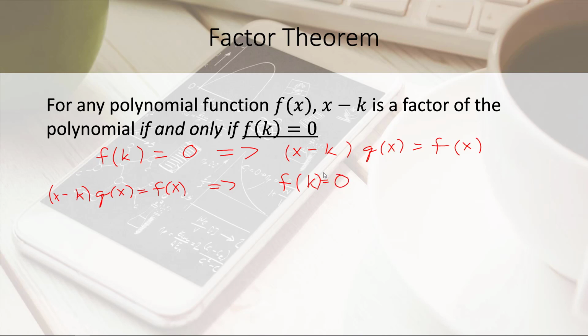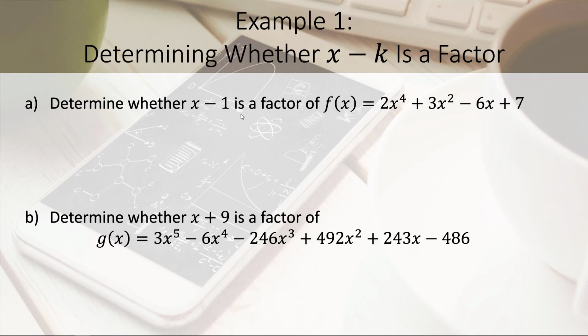So what does this give you? Well, basically this gives you two ways to determine if x minus k is a factor of f, which might be useful for factoring your polynomials. It also gives you two different ways to determine if k is or is not a zero of f. And how can we put this to use? Well, take a look at our very first example. Here we want to determine whether x minus 1 is a factor of f.